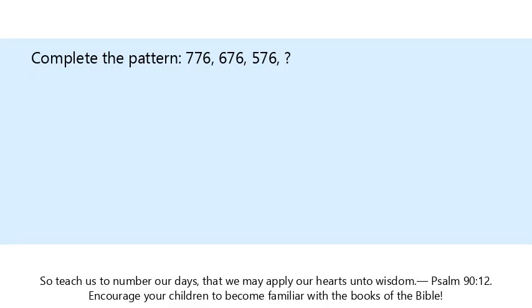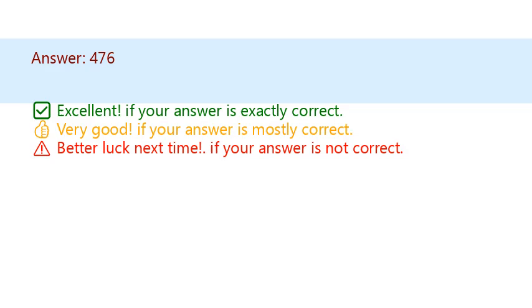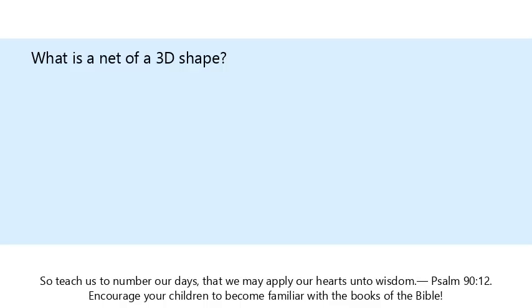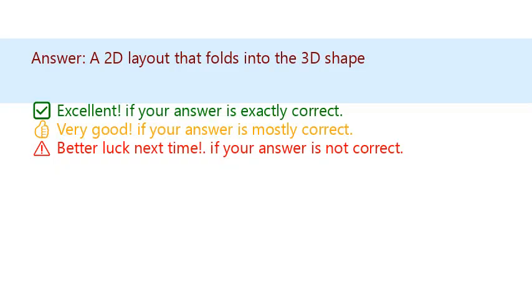Complete the pattern: 776, 676, 576. Answer: 476. What is a net of a 3D shape? Answer: a 2D layout that folds into the 3D shape.